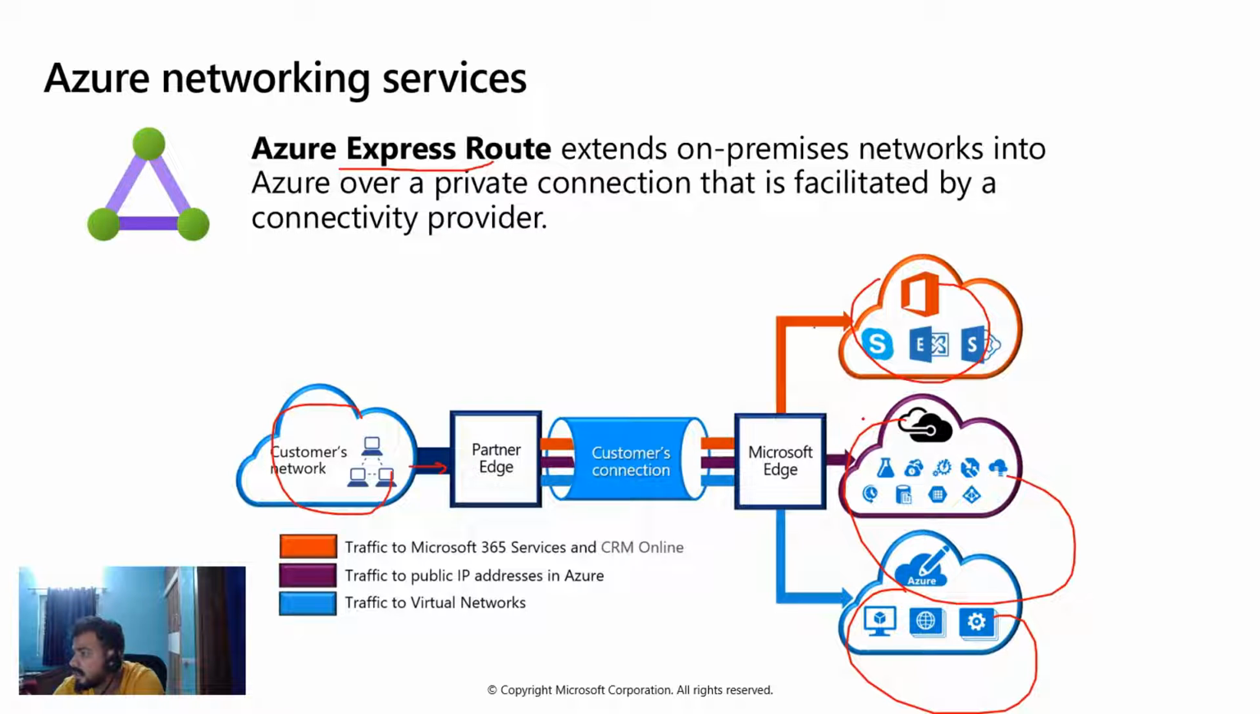The M365, another one probably for other portal services like O365, and another one to Azure. So you can just do it via ExpressRoute. So it's basically a kind of bridging between on-premises and multiple Azure services. That is nothing but Azure ExpressRoute. So these three are nothing but the general networking services.